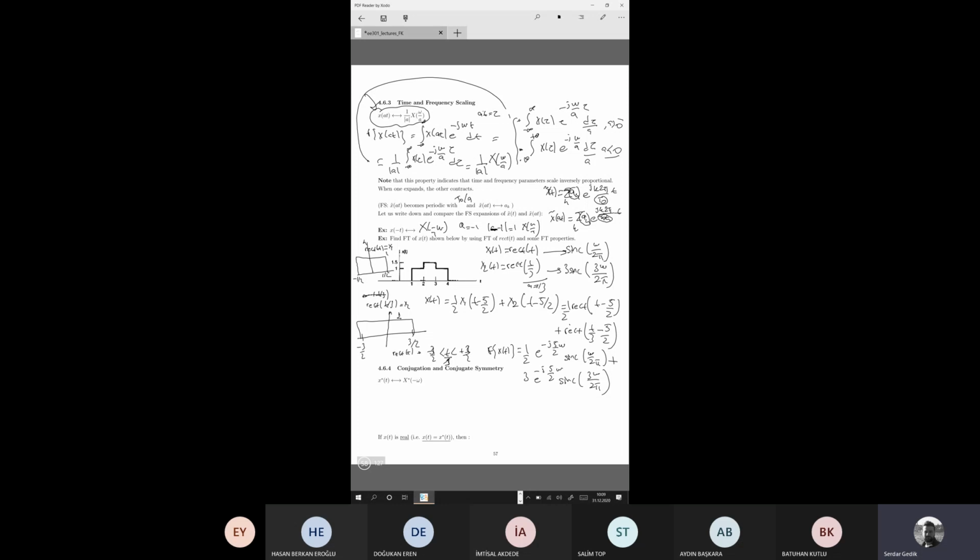Next property is conjugation and conjugate symmetry. If x of t has Fourier transform X of omega, x conjugate of t has Fourier transform X conjugate of minus omega. So this is again easy to prove.